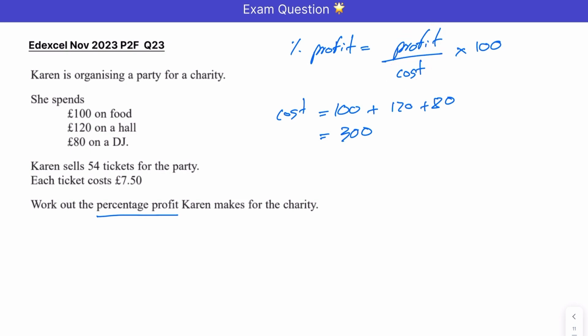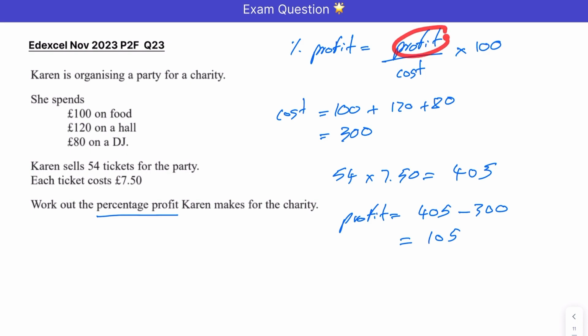So what is the profit? Well, we know she sells 54 tickets for £7.50 each. So altogether, she makes £405. Now that's not the profit. This is key. Okay, this bit is key. That's not the profit, because there was costs involved. So the profit is going to be £405, take away 300, because you've spent 300. So you have to then take that away from there, and you get your profit as 105.